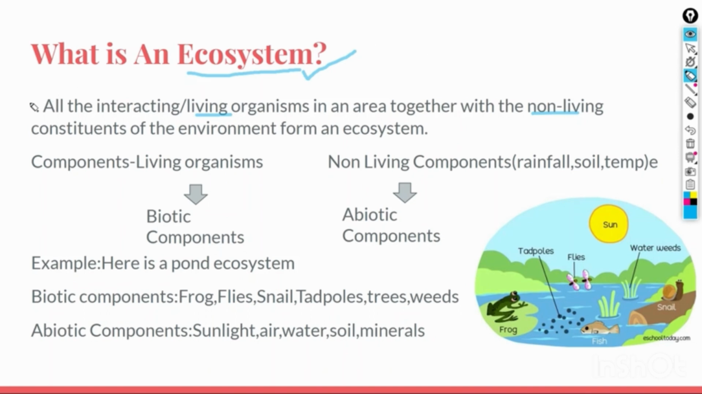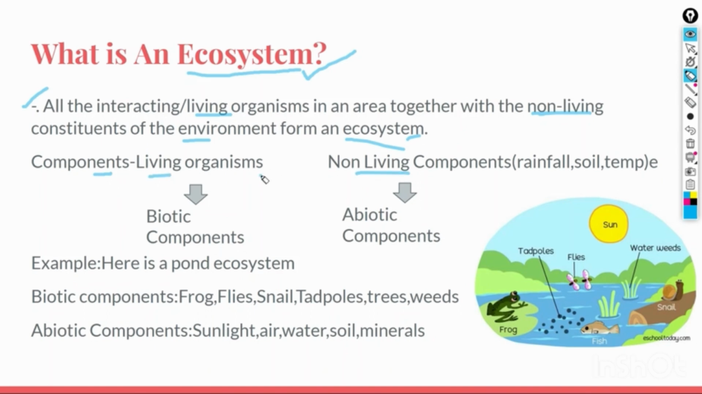Here we can have a look at the definition. All the living organisms in an area together with the non-living constituents of the environment form an ecosystem. So living organisms with the non-living components together form an ecosystem. Now we know the components of the ecosystem from the definition itself. These are the living organisms and the non-living components.